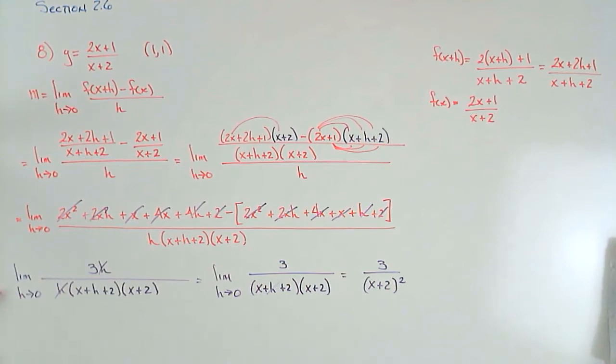Number 7 works out similarly, but it's a lot nicer. You have to rationalize, but it's a lot nicer. So what about 11, 13? Well, problem 11 is a graph. So let's take a look at that one.